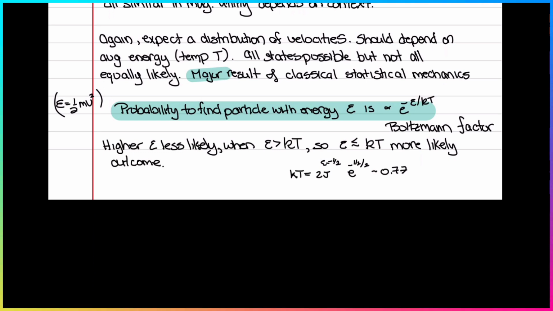So then if E instead equals 4, then you have e to the negative 4 divided by 2, or e to the negative 2, which is going to be much, much smaller. e to the negative 4/2 is about 0.13. So, just remembering how the exponential works.